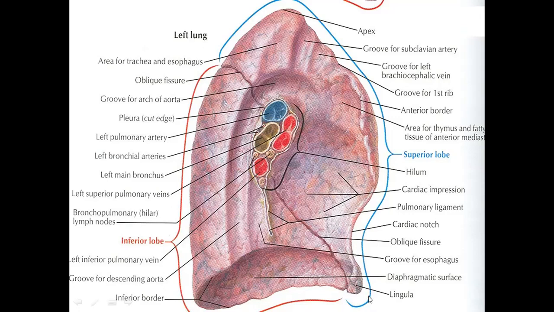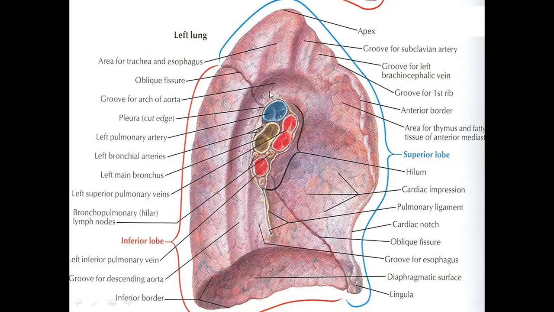So these are the features to identify the left lung. One can see the cardiac notch and one can see the lingula, the tongue-shaped process here, right? And this is the anterior border, which is sharp here. This is the posterior border, which is blunt, along with the vertebral column. This is the inferior border, separating the mediastinal and costal surfaces from the inferior, diaphragmatic surface, right?